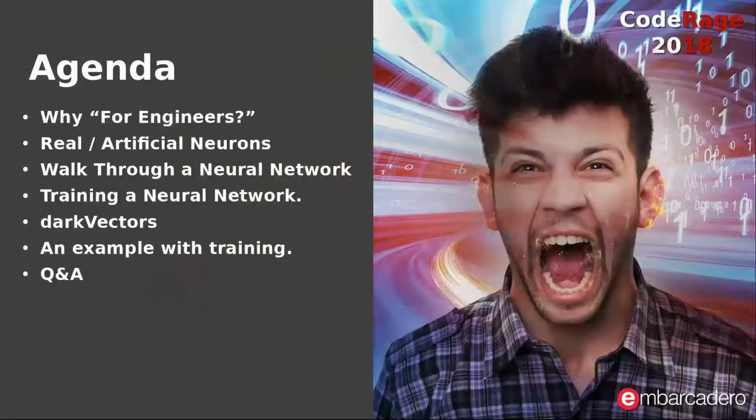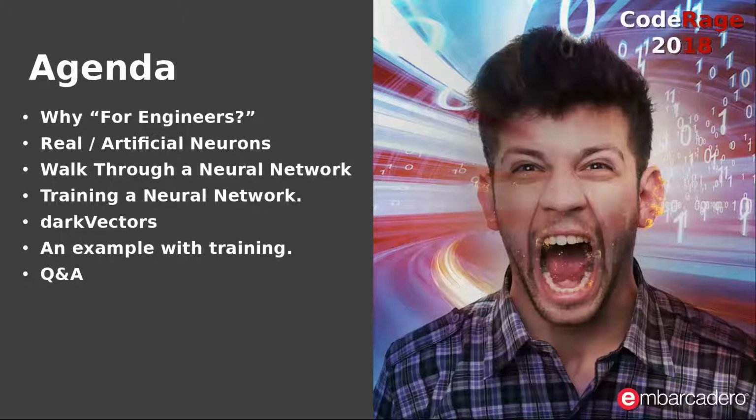First up today, I'm going to explain why I added "for engineers" to the title of this session. This is an introductory session to introduce machine learning to software engineers. I'm then going to talk about the notional comparison between artificial neural networks and real neural networks, followed by a walkthrough of how to process the computation for a neural network. We'll then take a look at how to train the neural network by feeding an error signal back through that network.